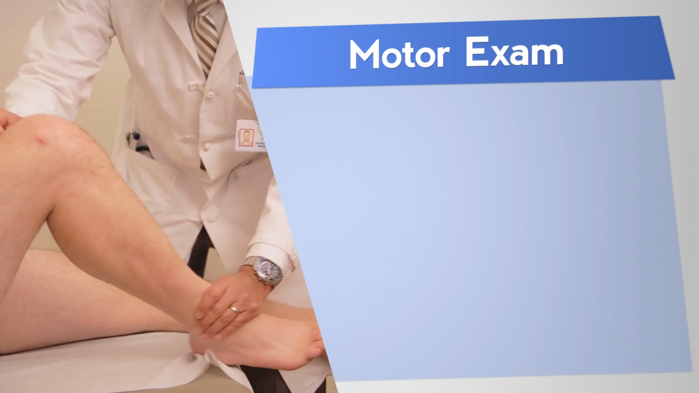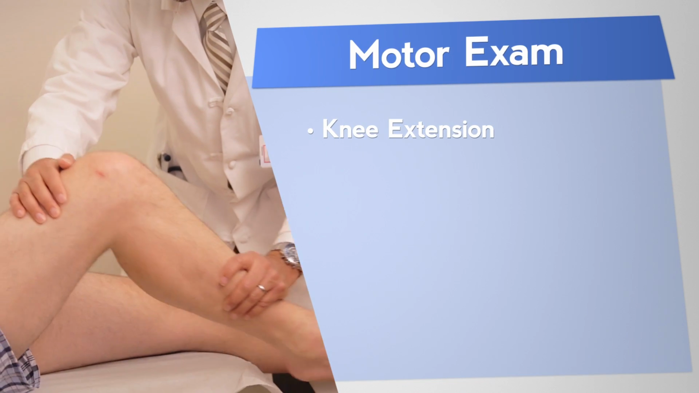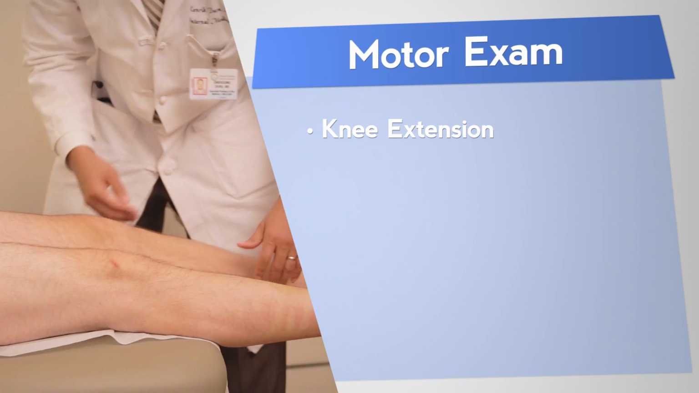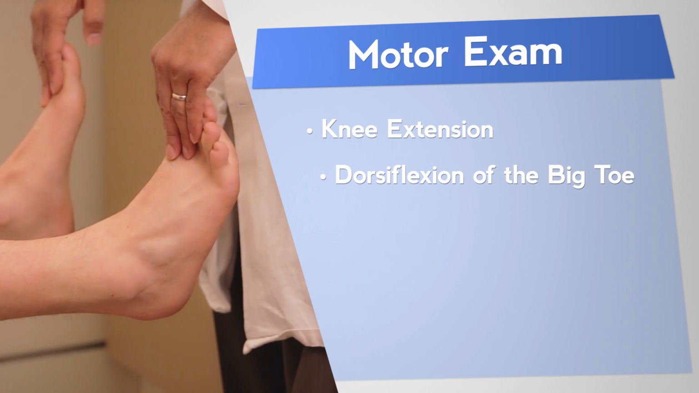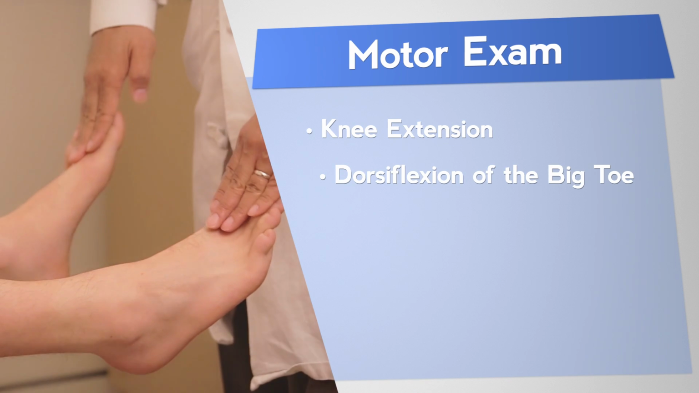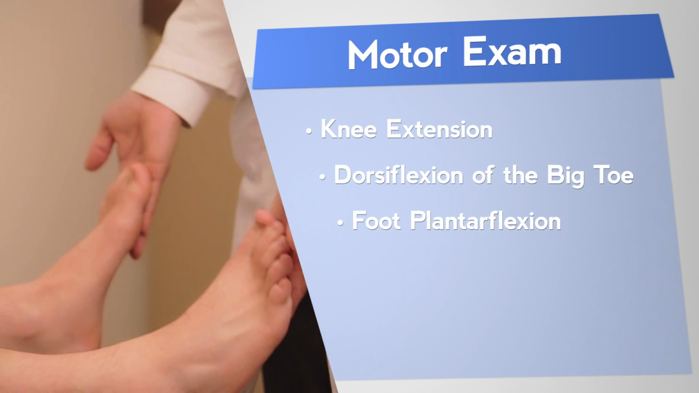We will now demonstrate the motor, deep tendon reflex, and sensory exams for the L4 to S1 nerve roots, which are the anatomic areas most commonly involved in low back pain. For the motor exam, have the patient perform a knee extension, dorsiflexion of the big toe, and foot plantar flexion.